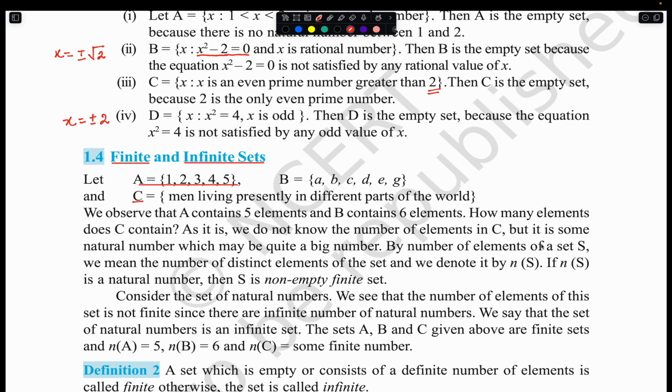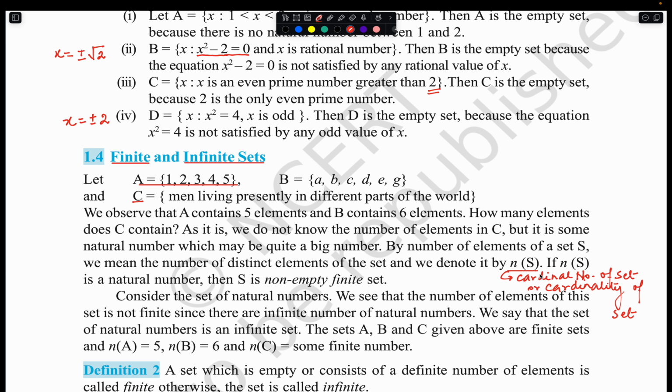So by the number of elements in set S, we mean the number of distinct elements in the set, and we denote it by n of S. So if S is a set and we want to denote the number of elements inside it, we denote it by n of S, right? We also give a name to this expression. We call it the cardinal number of the set, or cardinality of the set.